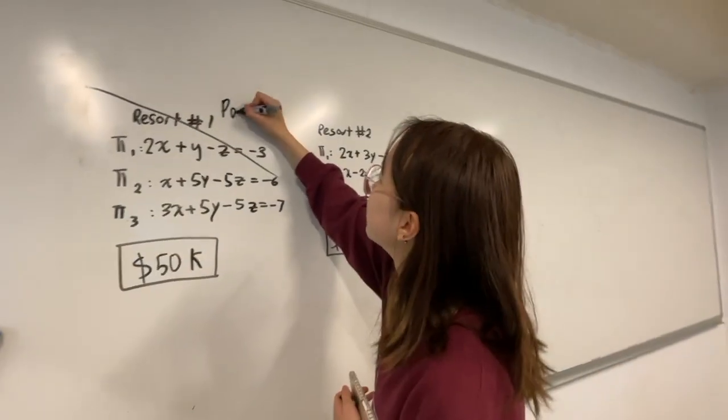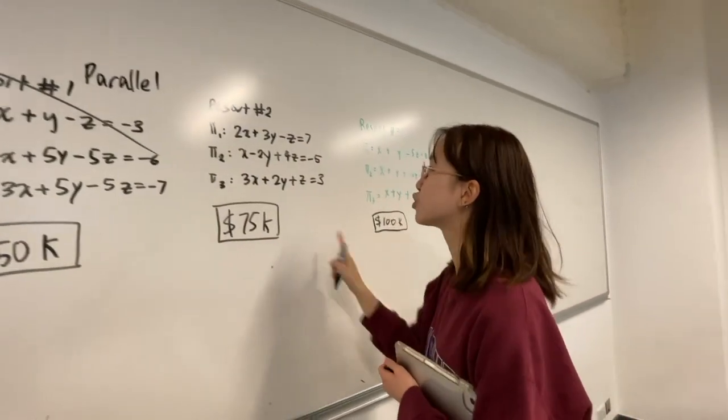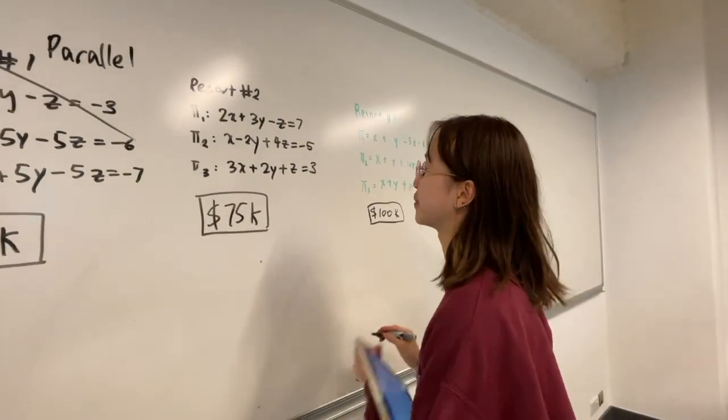Okay, so resort 1 has been debunked for being all parallel slopes. Now, however, resort 2 is still cheaper, so I bet there's something suspicious about this.